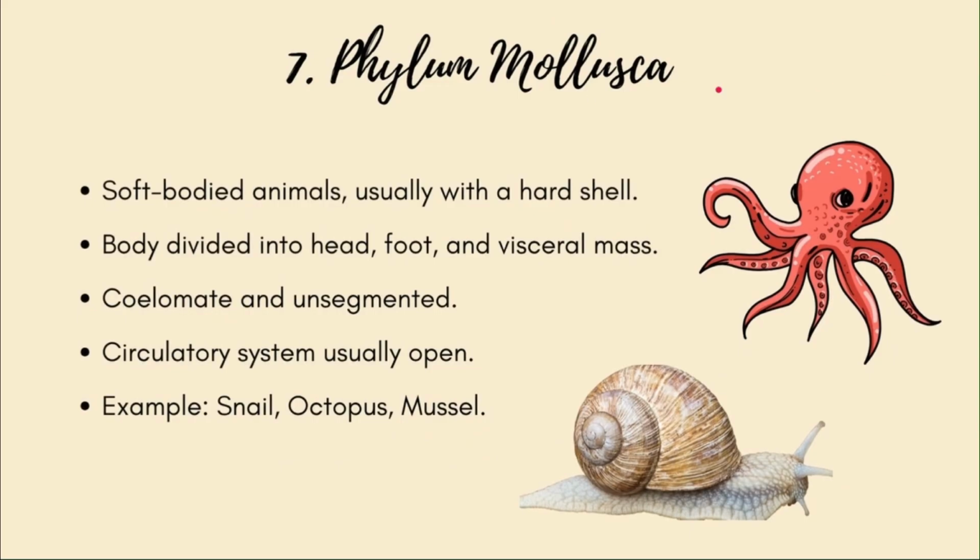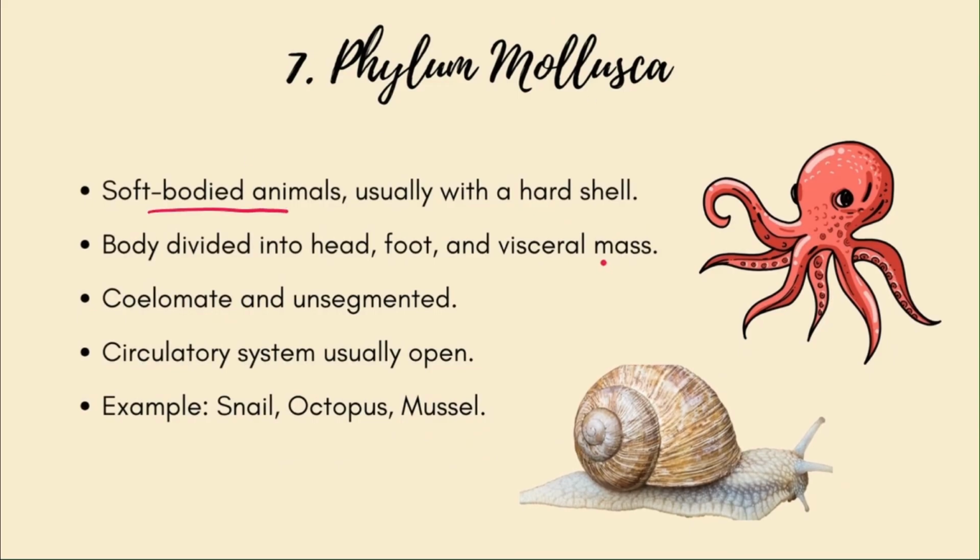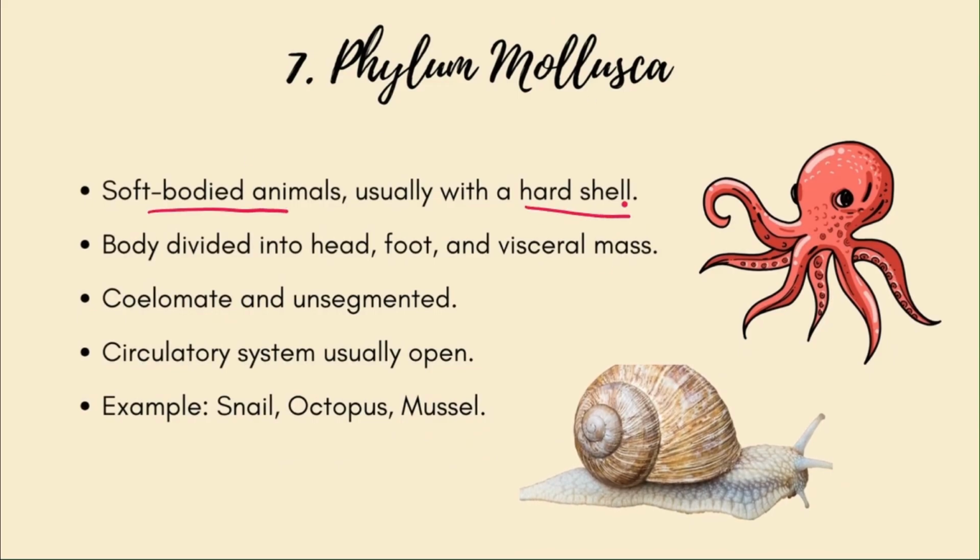Molluscs are soft bodied animals, often protected by a hard calcium shell. Their body consists of a muscular foot for movement, a visceral mass containing organs, and a mantle that secretes the shell. Some, like snails, move slowly on land, while octopus are highly intelligent marine mollusks.